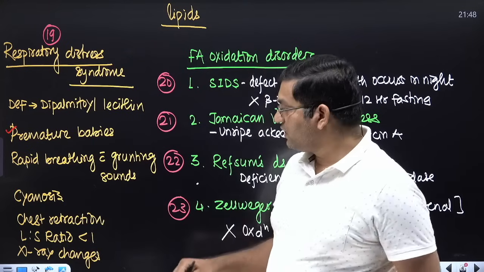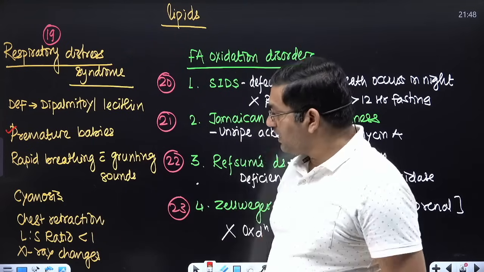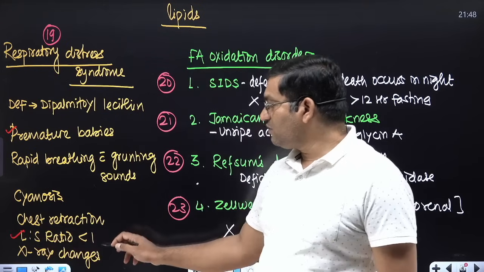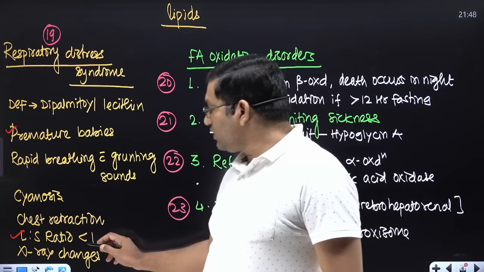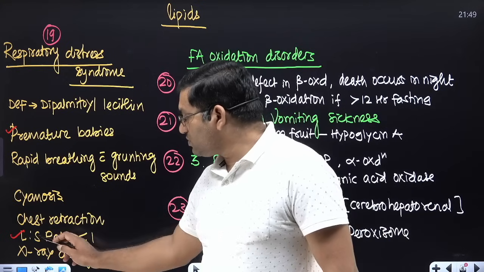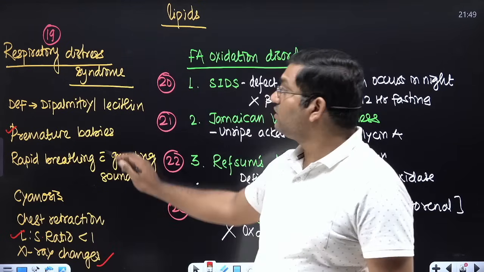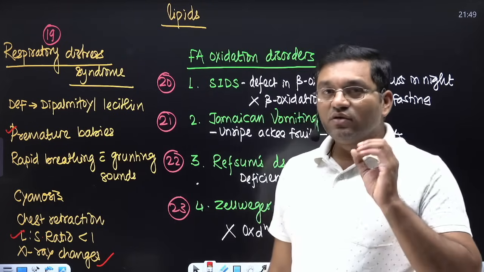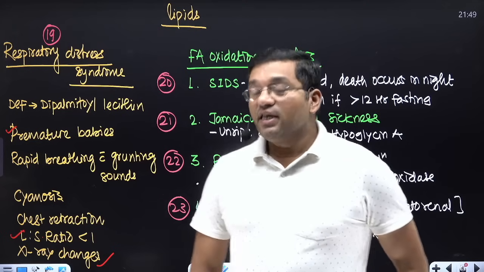It causes symptoms like rapid breathing, grunting sound, cyanosis, meaning bluish coloration of nails, fingers, lips, then chest retraction, flaring of the alae nasi. In the amniotic fluid, if the LS ratio is less than 1, it indicates immaturity of the lung. If it is more than 2, it indicates a mature lung. Okay, LS ratio, lecithin sphingomyelin ratio, and X-ray changes are there in respiratory distress syndrome. So it is due to the deficiency of the surfactant, that is dipalmityl lecithin.